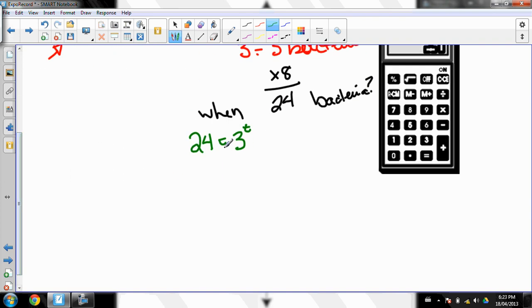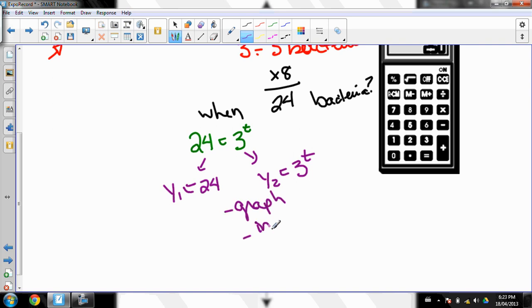You can do it one of 2 ways. You can guess and check, keep putting numbers in for t until you get extremely close to 24. Unfortunately, that takes forever. Well, not necessarily forever, it's just going to take a long time. The other way we can do this is split it into two equations. Say y1 equals 24, y2 equals 3 to the power of t. Then graph it, find the intersection.